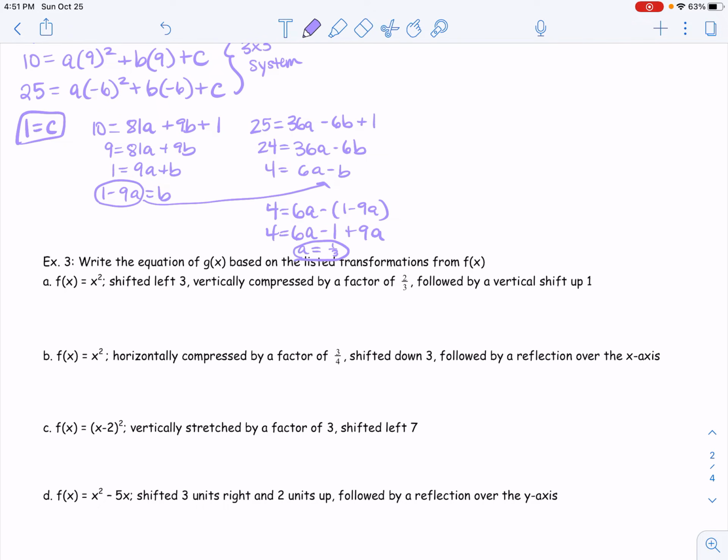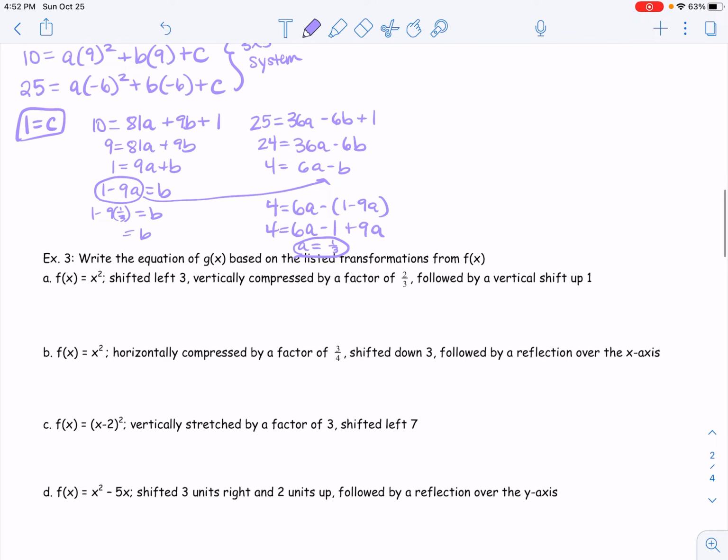So I can plug that back in over here. 1 minus 9 times 1/3 equals b. Well, 9 times 1/3 is 3. 1 minus 3 is negative 2. So that means b is equal to negative 2. So I have all my coefficients. a is 1/3, b is negative 2, c is 1.